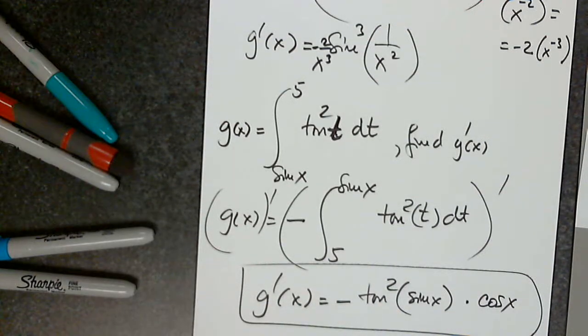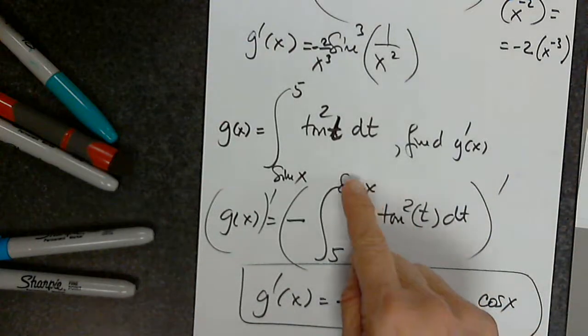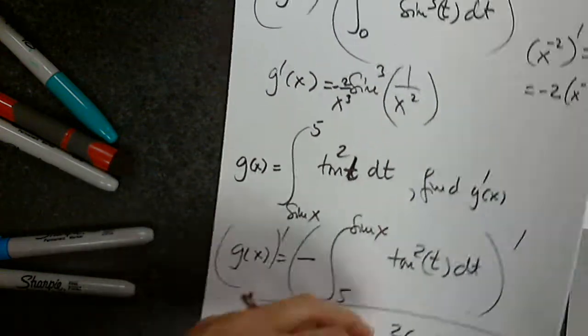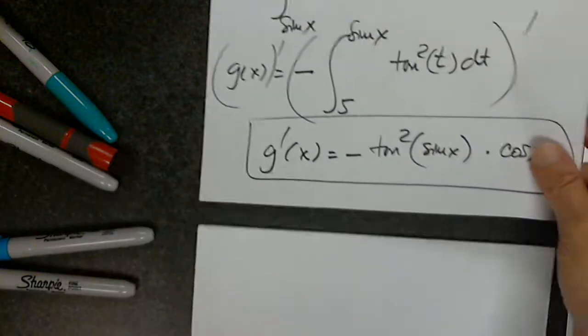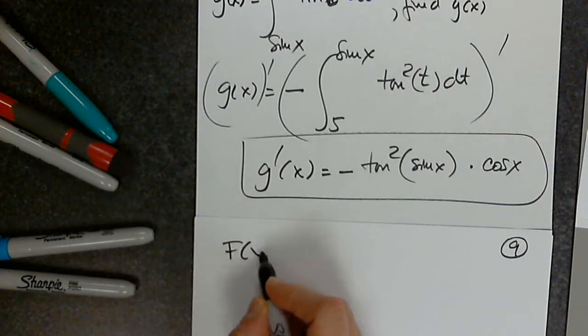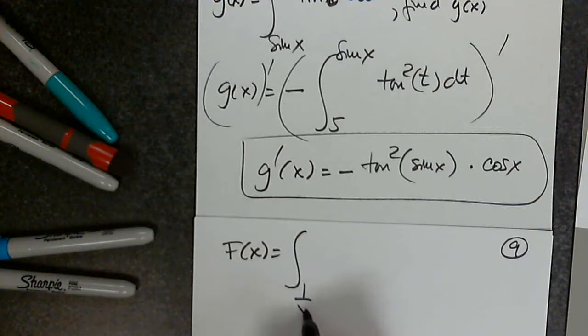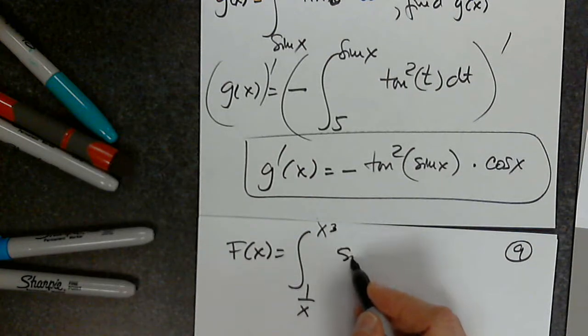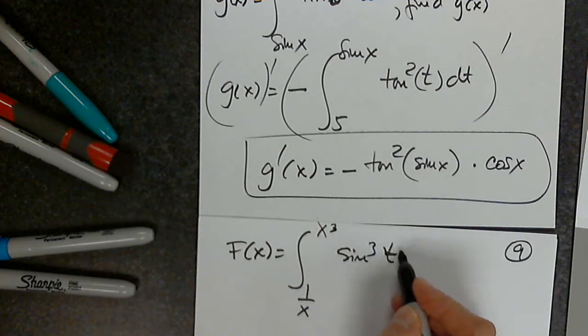This shows us that when we differentiate an integral, we get the function, because differentiation and integration are inverse operations. They cancel each other out. Now we are ready for the last one. So the last one is the integral from 1 over x to x cubed, same thing, of sine cubed t dt.